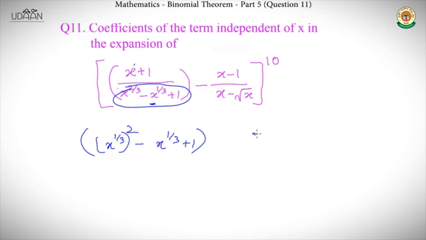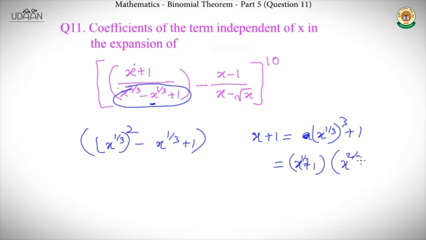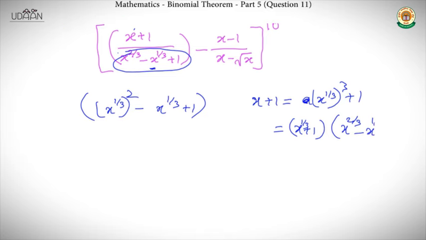This is one term in the expansion of a cube plus b cube. So (x^(1/3)) whole cube plus 1, if we expand this, we will get (x^(1/3) + 1)(x^(2/3) - x^(1/3) + 1). So x plus 1 can be simplified in this form, and that way we can eliminate the denominator.